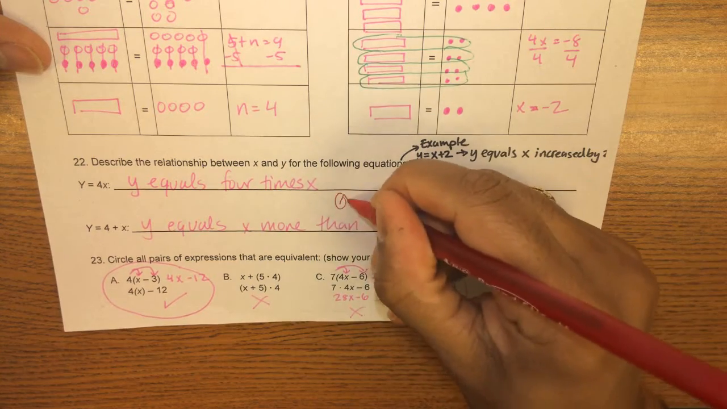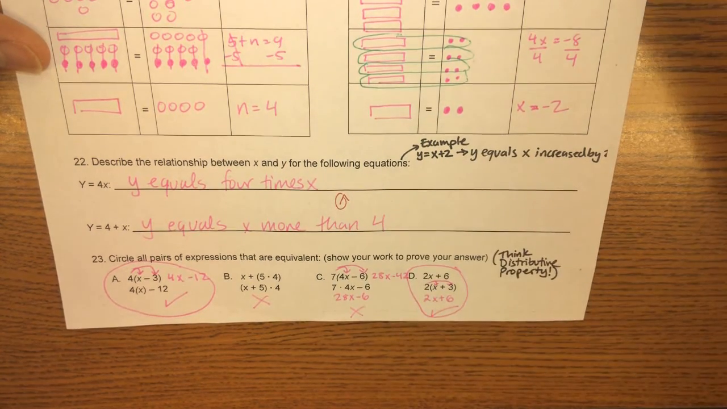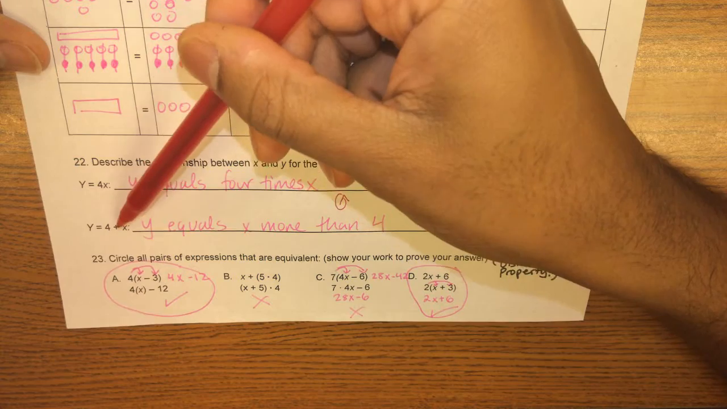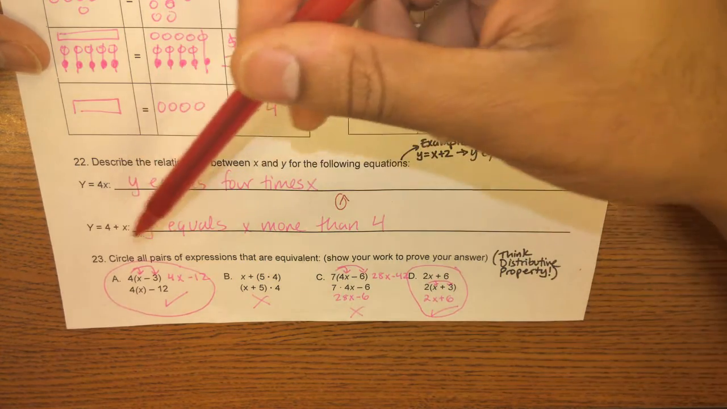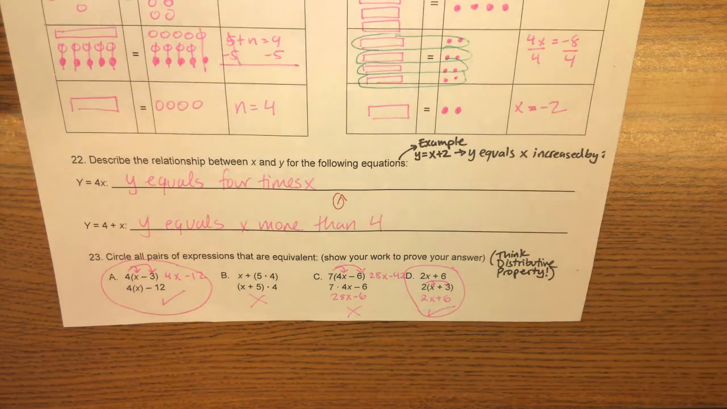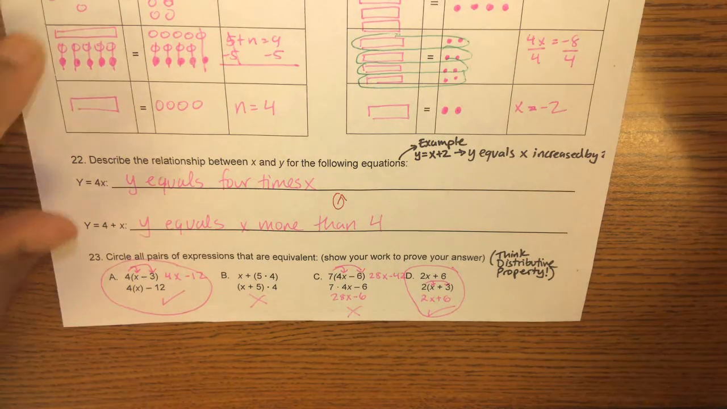Now I put it in that order because remember, more than is a turnaround word. You can also say 4 increased by x, or x added to 4. So many different ways you can write it. But the whole goal is to make sure you understand how to write that using words, or how to identify it with words.